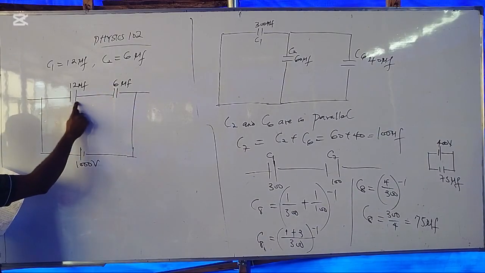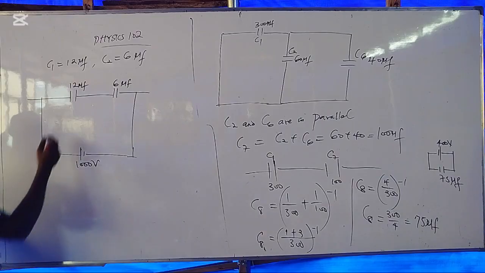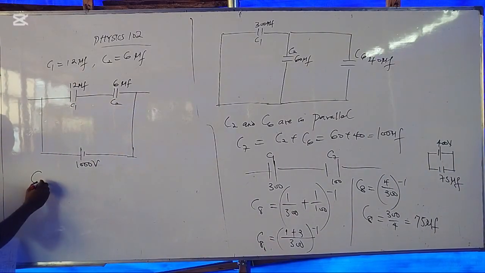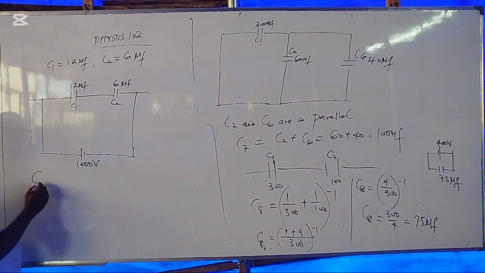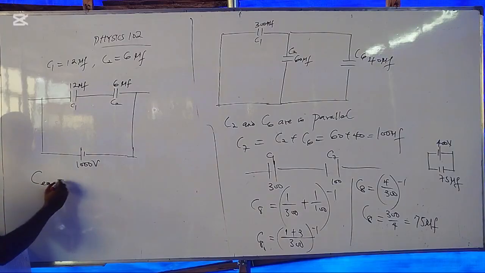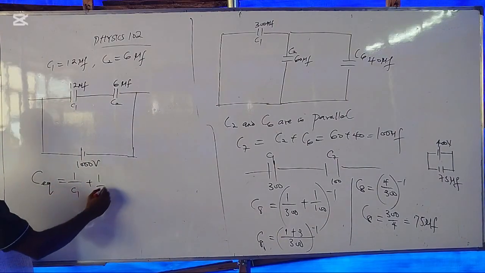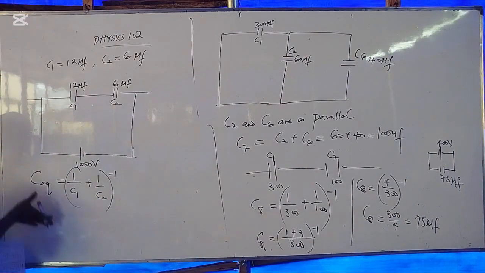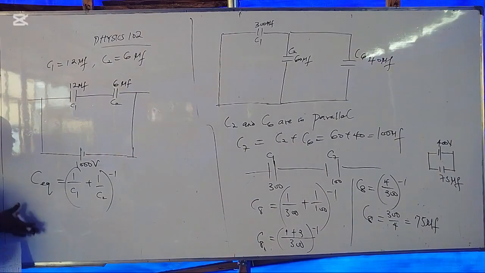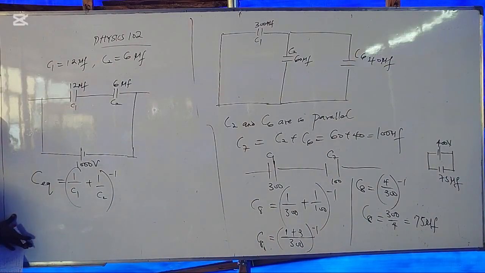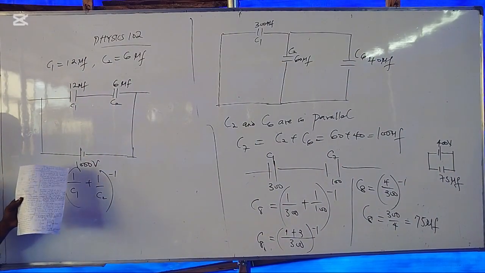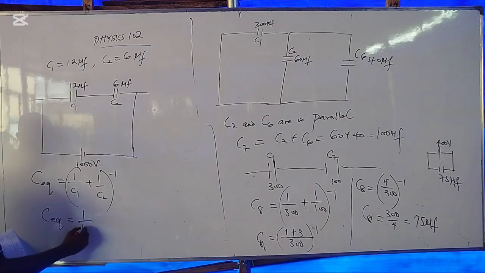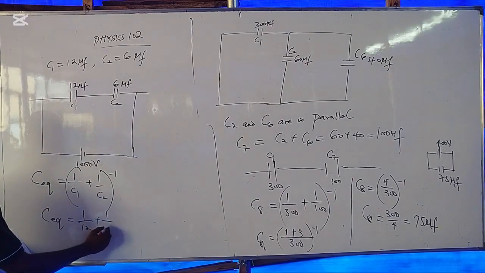But let's resolve this first in series. So we have C1, here's C2. So what do we find? Let's find C3 or C equivalent, right? That will give us 1 over C1 plus 1 over C2, always power minus 1. This is your past question I'm solving. Please pay attention. This is your past question. Everything here is your past question. So let's go. What's that C equivalent? 1 over 12 plus 1 over 6.